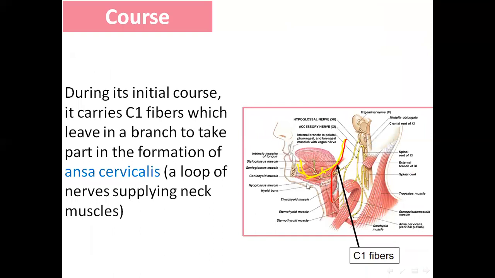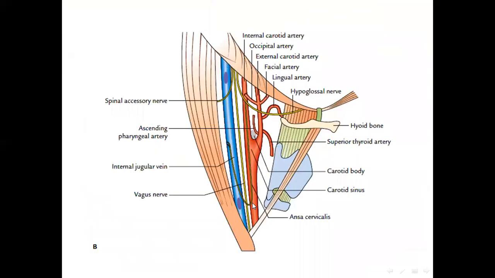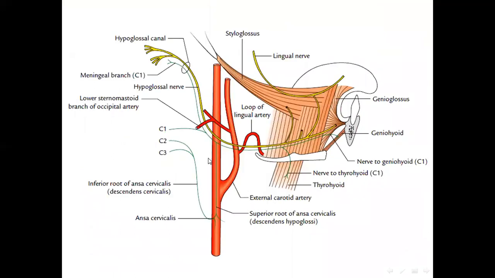During its initial course, it carries fibers from C1, which leave in a branch to take part in the formation of ansa cervicalis, a loop of nerves supplying the muscles of the neck, the strap muscles of the neck. We have already discussed ansa cervicalis. You can see the course of this hypoglossal nerve.